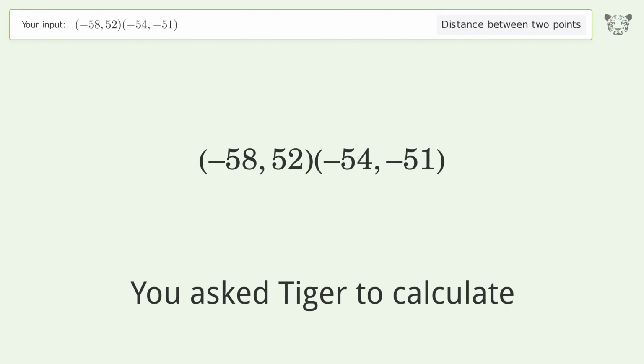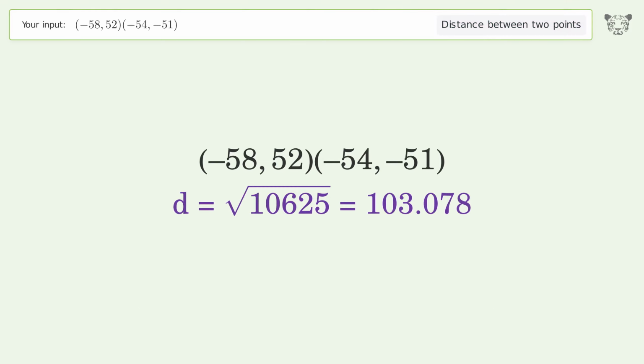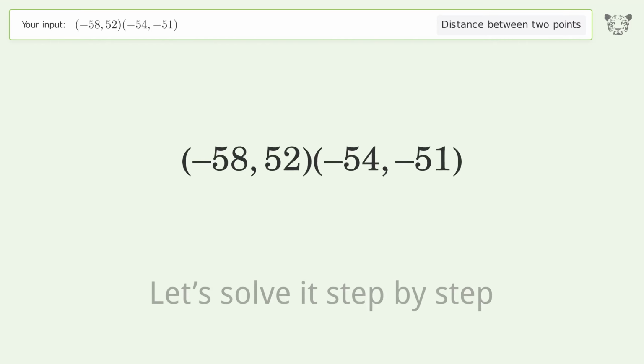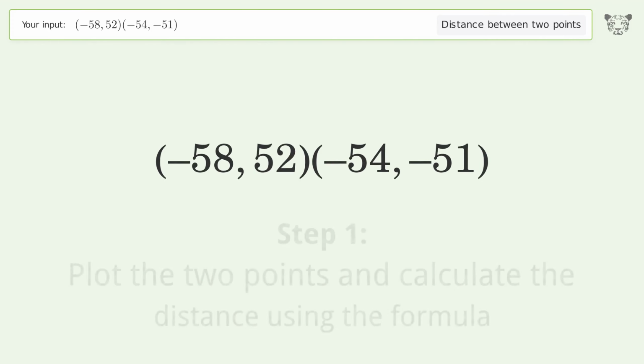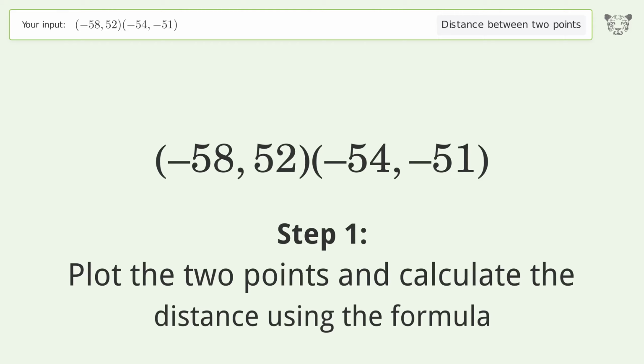You ask Tiger to calculate. This deals with the distance between 2 points. The distance between the 2 points is the square root of 10,625 or 103.078. Let's solve it step by step. Plot the 2 points and calculate the distance using the formula.